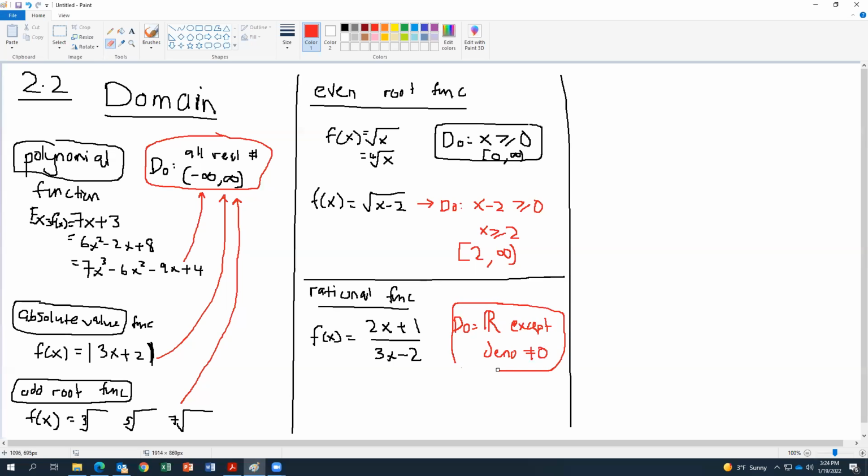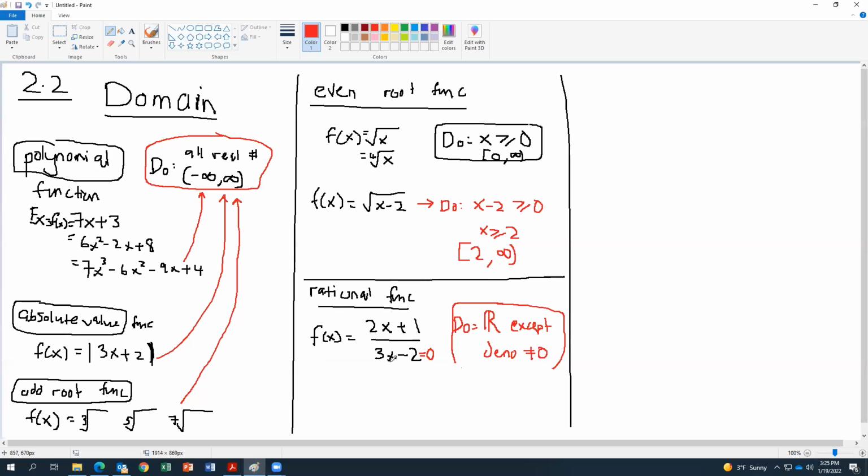Now, why we do this is because when you divide a number by 0, you will get undefined. So that means we try not to have an undefined, because domain says what x values make it defined. So if you have an undefined, you need to stay away from it. So in order for you to do this, you just need to take your denominator and set it equal to 0, and you solve for x, and that x value is the one that you cannot take.